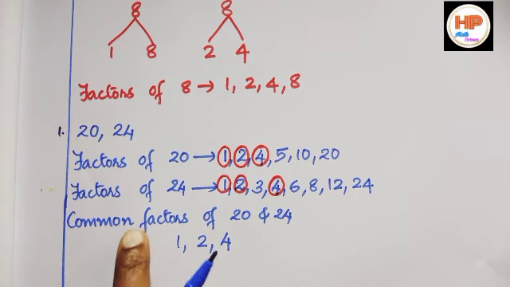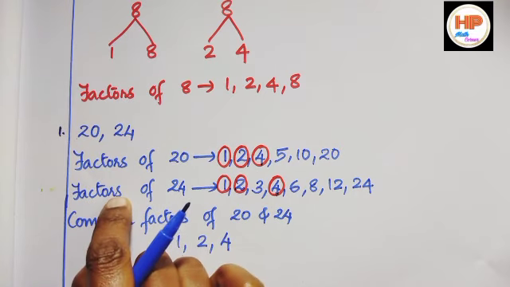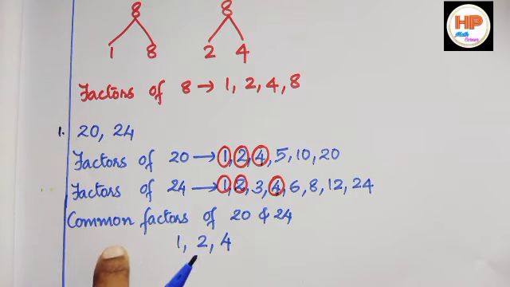Okay. So we have written the factors of each number. Then we have found out the common factors of both the numbers. Then we have to find out the HCF. HCF is highest common factor. These are the common factors. Out of them, we have to consider the highest one. Which is the highest one? Yes, 4 is the HCF of 20 and 24.